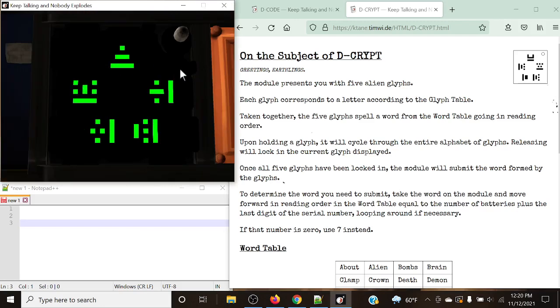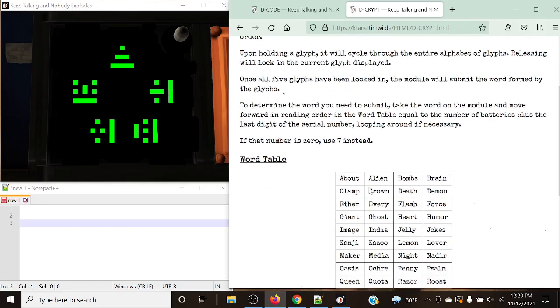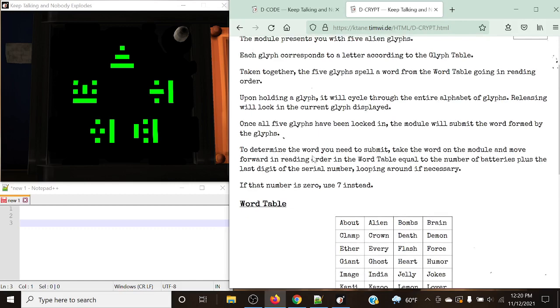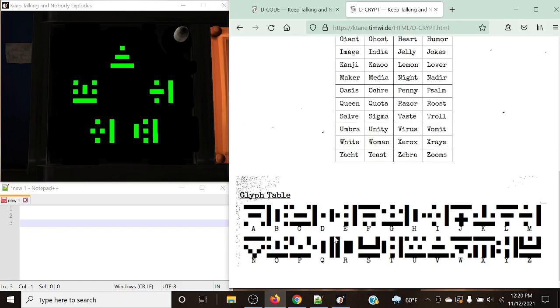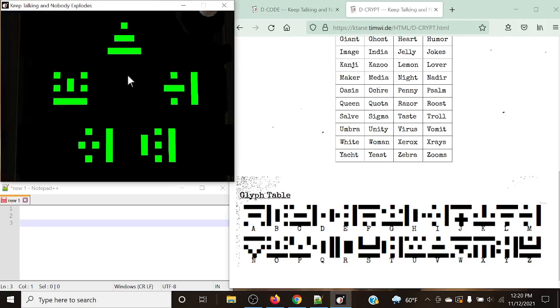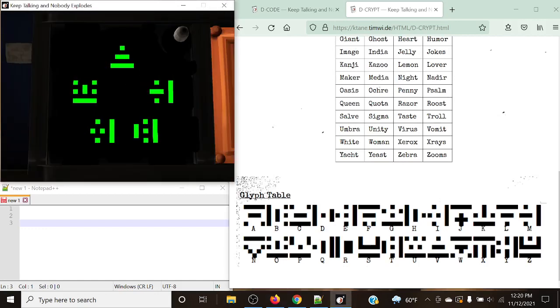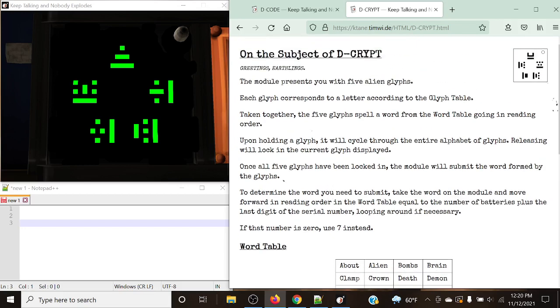Now for Decrypt, which is a little bit interesting. We're going to be looking at 5 different glyphs, and we're going to figure out a word instead of just submitting several different digits. So what we need to determine is the word we're looking at, and we're going to go clockwise and figure out what we're looking at.